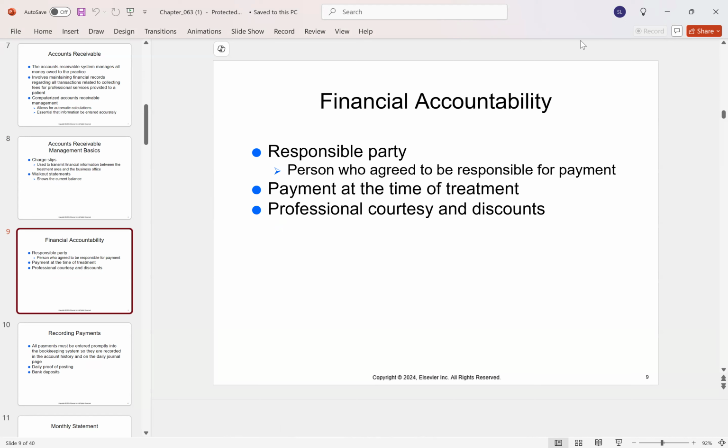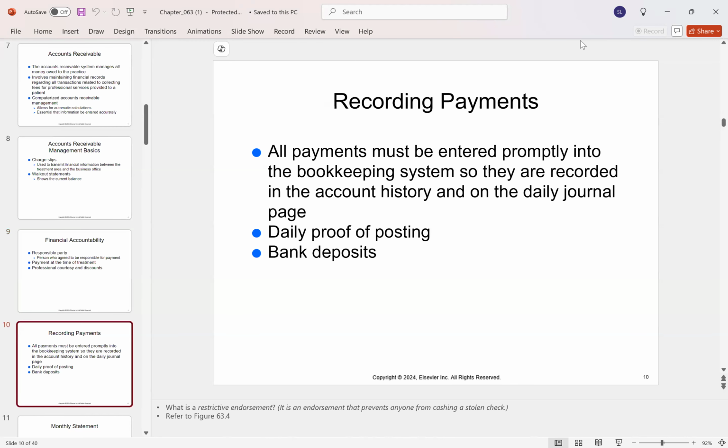So a lot of times our offices are working with having the fee paid up front, or maybe a payment plan in the works before treatment is done. And then sometimes we have professional courtesy and discounts. All should be discussed before treatment is done. All payments must be entered promptly into the bookkeeping system so that they are recorded in the account history and on the daily journal page, daily proof of posting, and also bank deposits.